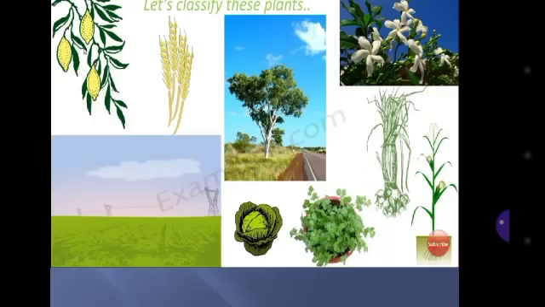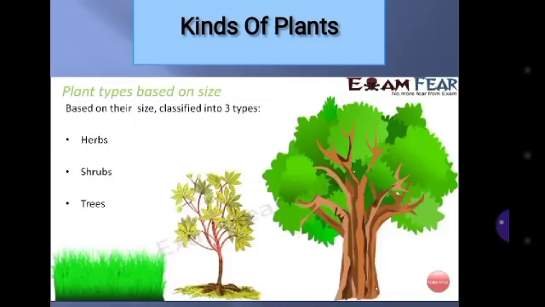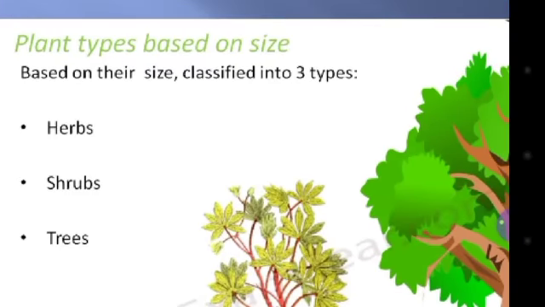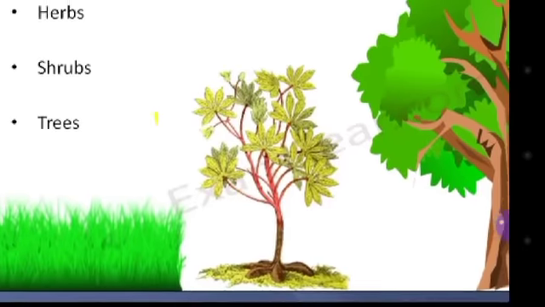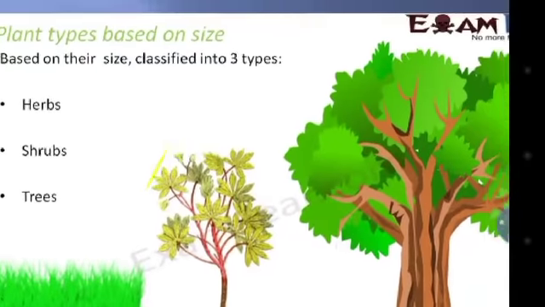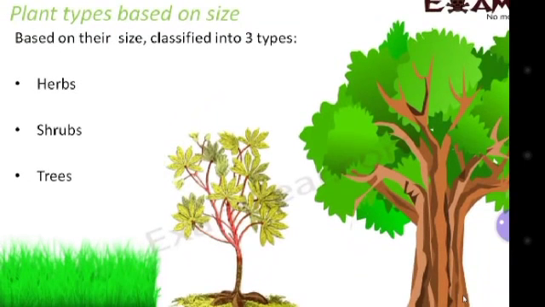Classify these plants into three categories. Number 1 is herbs, second one is shrubs, and third is trees. Herbs are those plants which are very small in size. The best example is grass. Second one is shrubs, which are medium size, not too small, not too big. One example of a shrub is a rose plant. It is not huge or big like a tree.